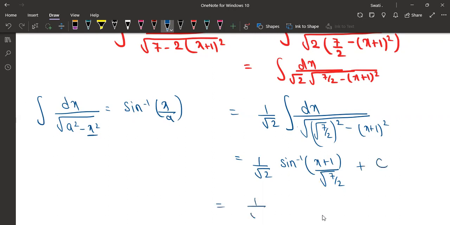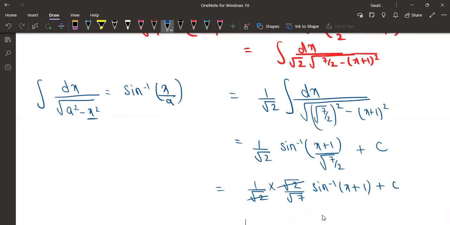So this will become 1 upon root 2 as it is. This root 7 by 2 I can also write as root 7 by root 2. Here also root will get distributed, and if you simplify that, it will become root 2 over root 7. And this is sine inverse x plus 1 as it is plus c. Of course, this root and this root will get cancelled. So what is our final answer that we are getting?